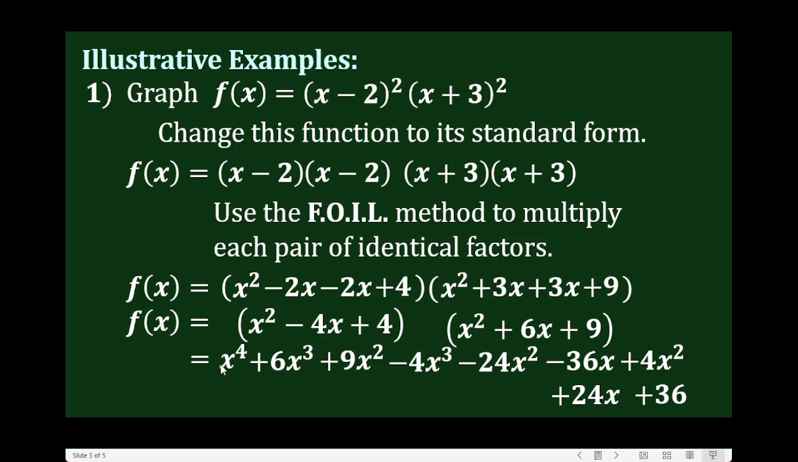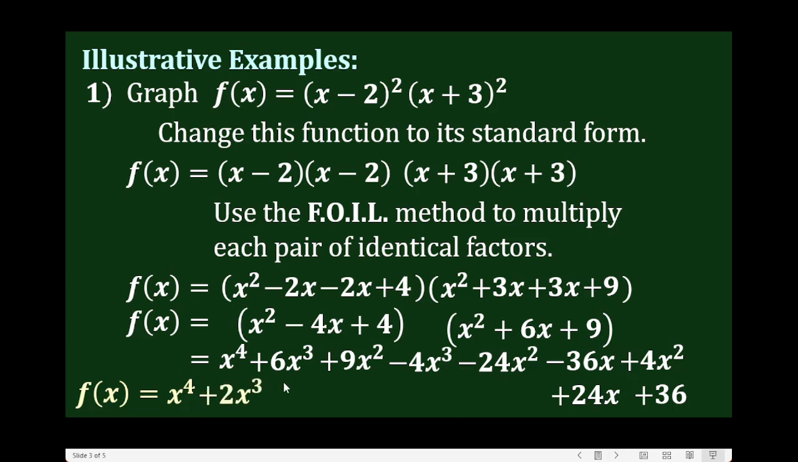So how many terms do we have here? 1, 2, 3, 4, 5, 6, 7, 8, 9. And from these 9 terms, there are some terms that are similar. So we can combine them so that the final polynomial part of this function is this one. f of x is now equal to x to the fourth. And for the 6x cubed, we can combine this with negative 4x cubed. So we just simply perform the indicated operations on their numerical coefficients. So 6 minus 4 is 2, then followed by x cubed.